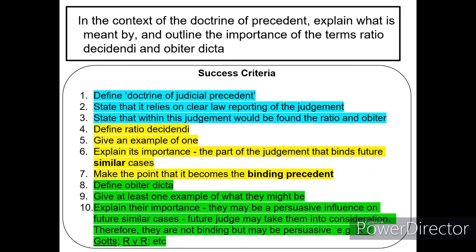Have a go at writing an answer to a question. So in this question, it asks you to explain the doctrine of precedent, looking particularly at the terms ratio decidendi and obiter dicta. And I've tried to divide the success criteria up into three clear paragraphs, ready for a 10 mark answer. Try doing this to time. You should allow yourself 10 minutes.